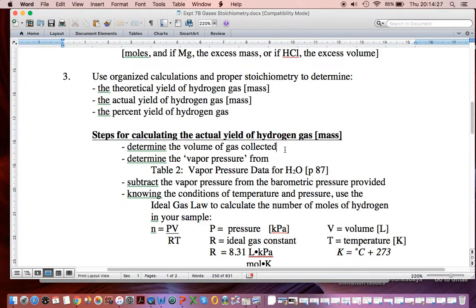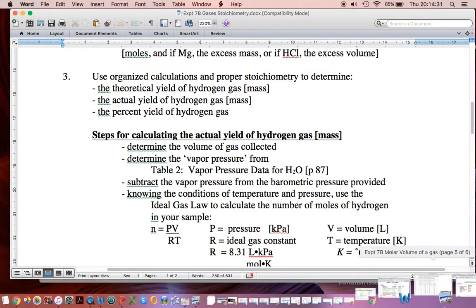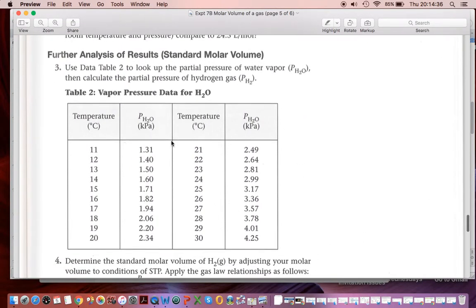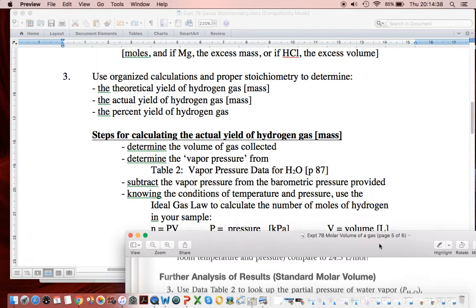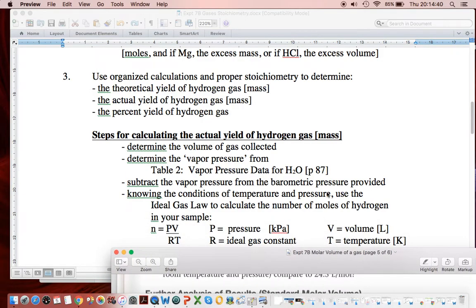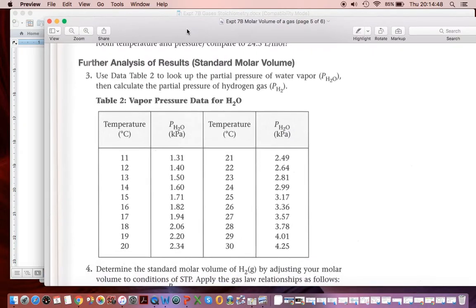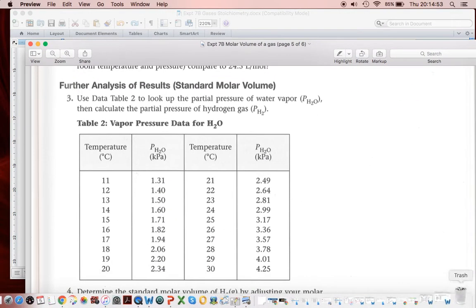Incredibly, that's in your data. Then you have to determine the vapor pressure from page 87. So let's see if we can find page 87 in the lab manual. Aha. And what is this saying? Well, it's saying that our volume of gas is not just due to hydrogen. There's going to be water vapor because we collected above water. And our temperature, I believe, somewhere we had the data. Did I get rid of that?